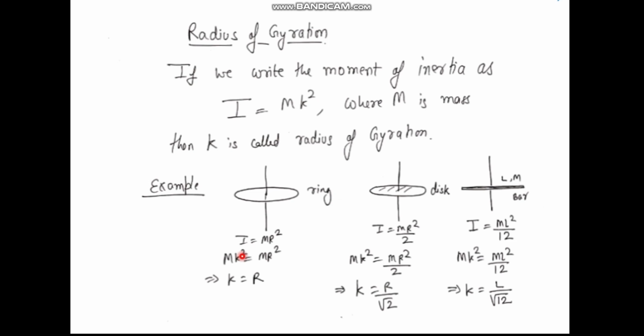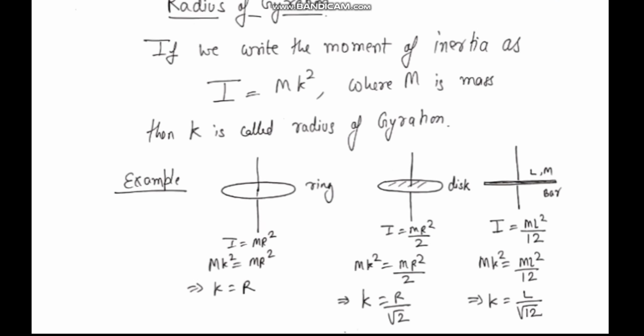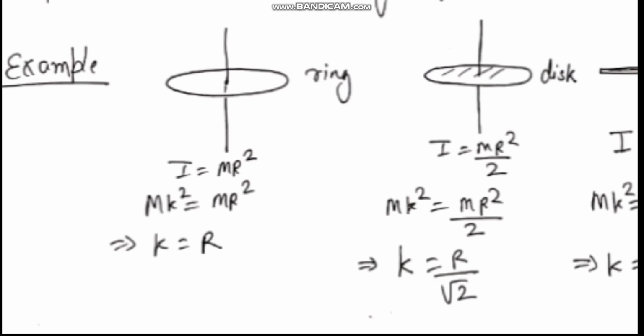We know that the moment of inertia of the ring about this axis is mr square. So if I compare this I with mk square, I have mk square is equal to mr square, and therefore k is r. So I say that the radius of gyration of the ring for this particular axis is equal to the radius of the ring.